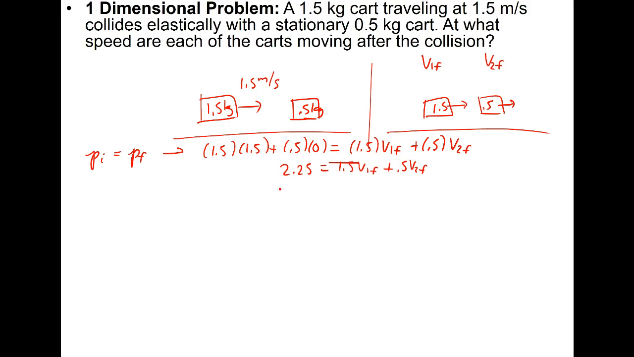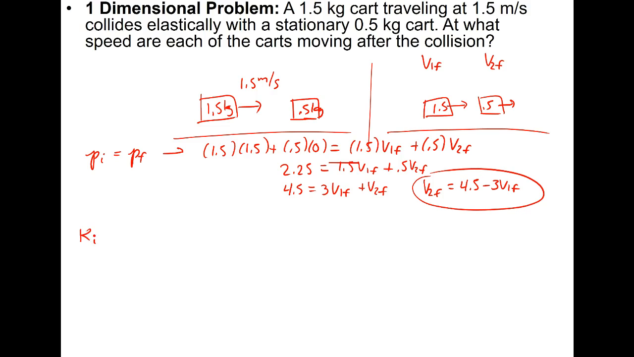Now let's just rewrite that, multiply by 2. So 4.5 is 3 V1F plus V2F. Or in other words, V2F is 4.5 minus 3V1F. Okay, remember that. We'll come back to that. Now, we're going to set up kinetic energy. Kinetic energy initial is equal to kinetic energy final.